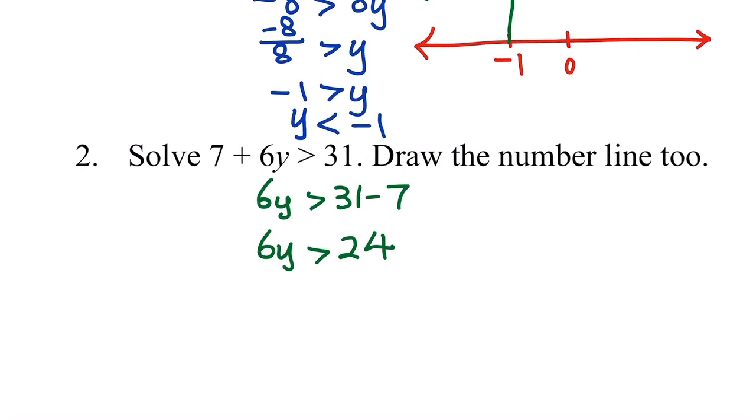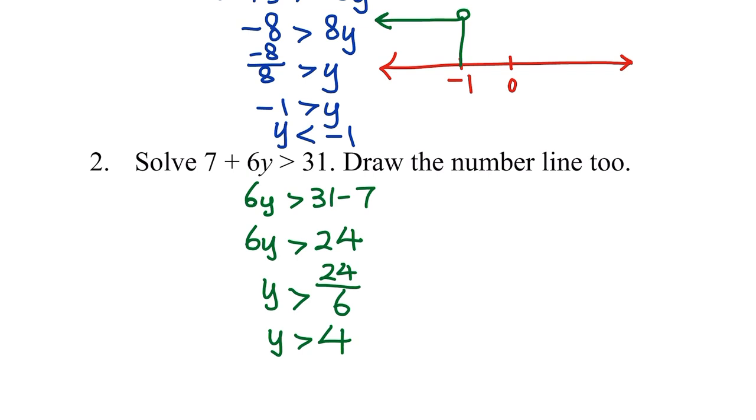And then now I don't need this 6. 6 is multiplied here. So if you don't need 6 here, you want to move it to the other side, you will divide it. Good. And then 24 divided by 6, you can have 4. Good. So that's the answer.